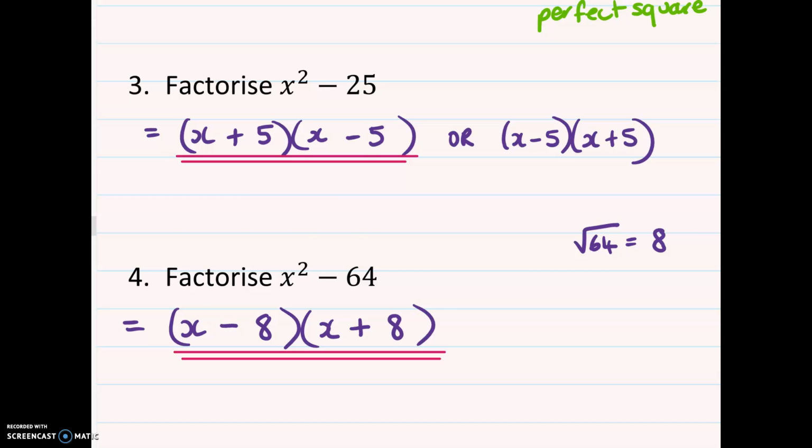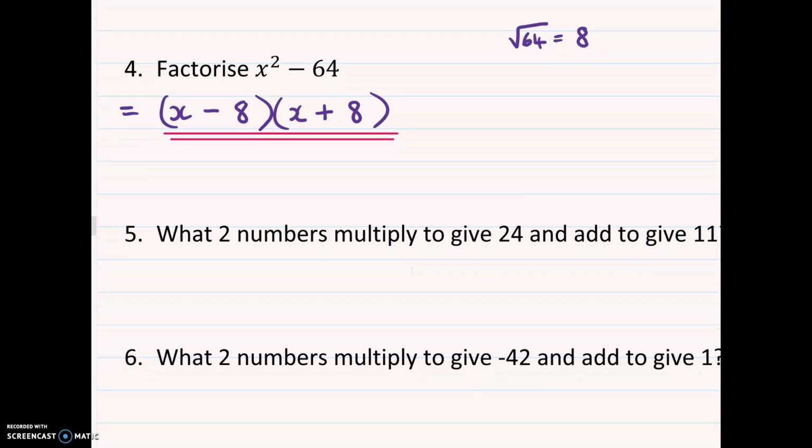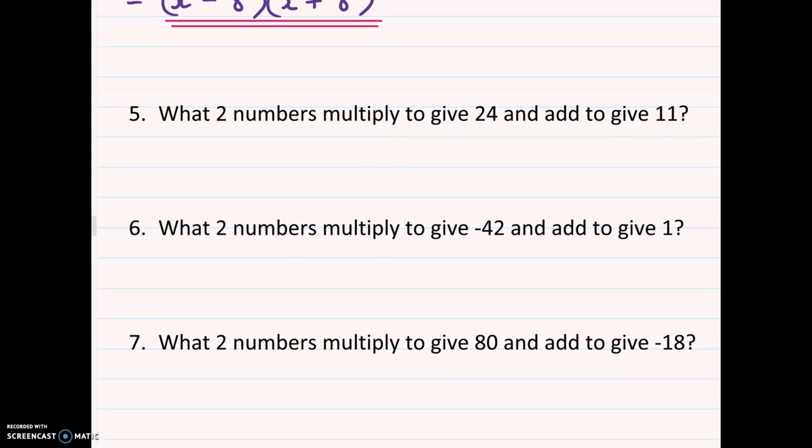Okay, so that's sort of where we got up to. And then these last 3 questions are leading into the new work for factorising quadratic trinomials. So they're really just giving you 2 clues, and you've got to work out the missing numbers, because we'll use that.